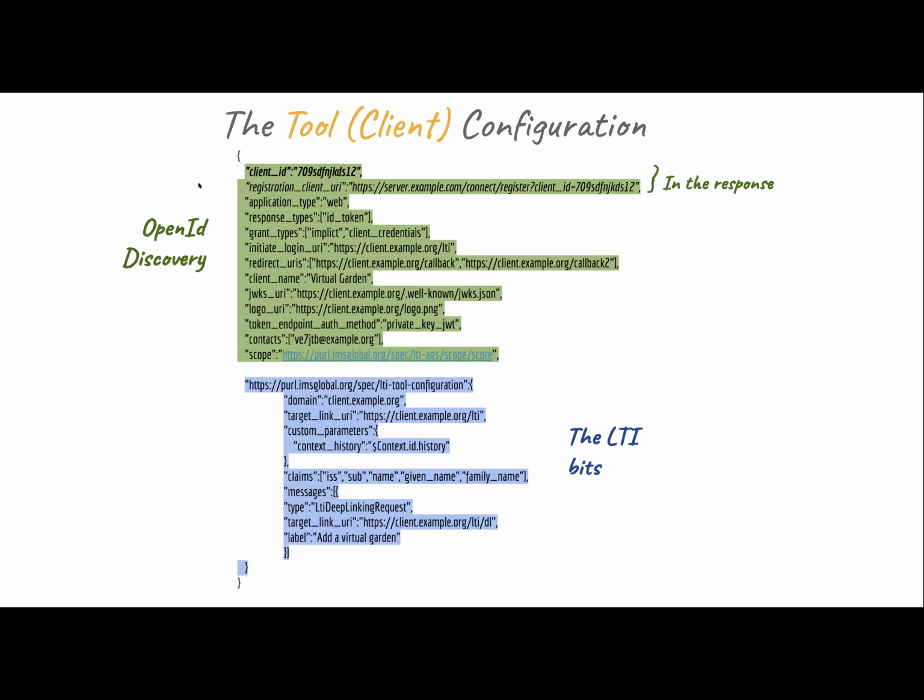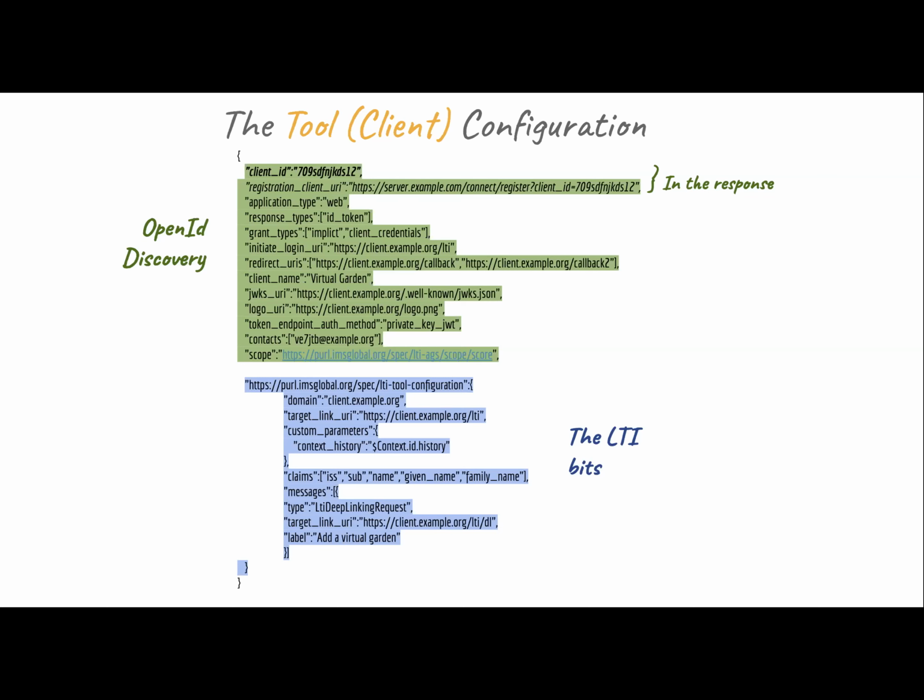And this is again going to contain all the OpenID discovery bits and pieces, all the plumbing for OpenID, but it's also going to say, I'm telling you that I'm also supporting deep linking requests. So I'd like you to flag the support for deep linking. And this is the URL I'd like to use for deep linking. And also I'd like to get those custom parameters when we do an LTI launch. And this is the domain I want to use. So basically all the LTI bits that come in addition to the OpenID discovery.